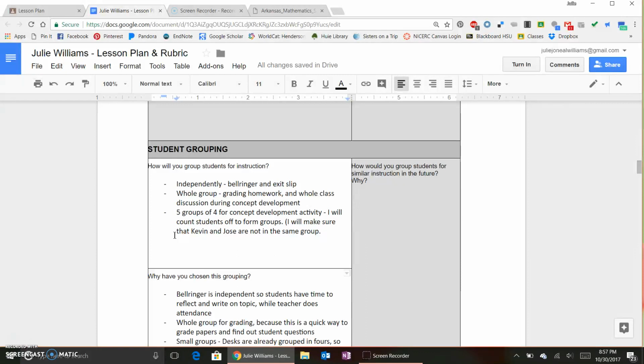So don't just think of it as, oh, well, students aren't working in groups, so I don't have to put it there. No, it's talking about, are you grouping students independently? Or are they going to work individually? Are they going to be in whole group? Are they going to be in small group? And hopefully most lessons will kind of have a variety of these things.